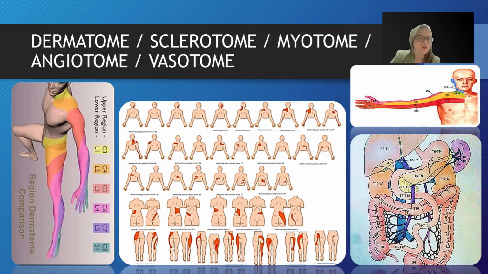I think that's what he's going to show now, Jem. The cervical and the lumbar roots. I think he's going to talk about this dermatome, sclerotome, myotome, angiotome, and vasotome. I think you have your answer with this explanation now.